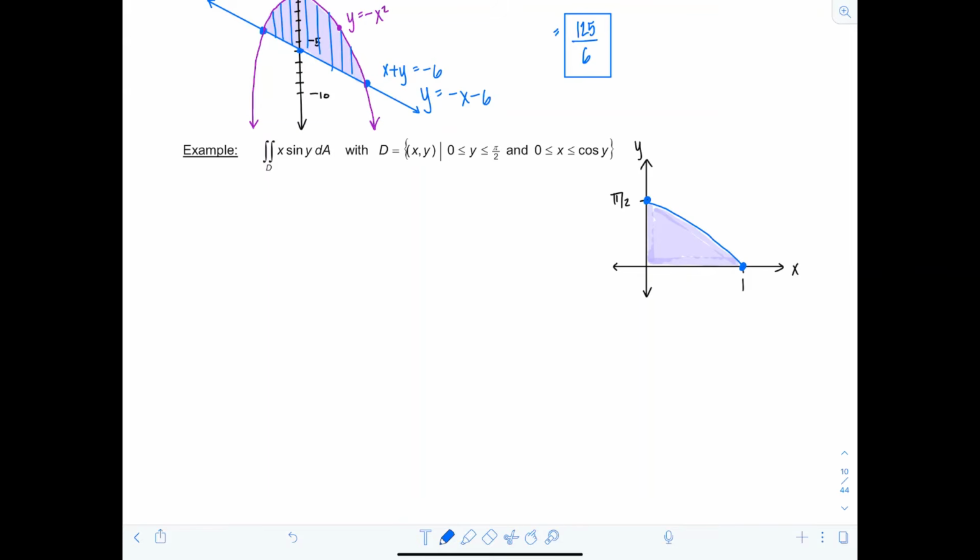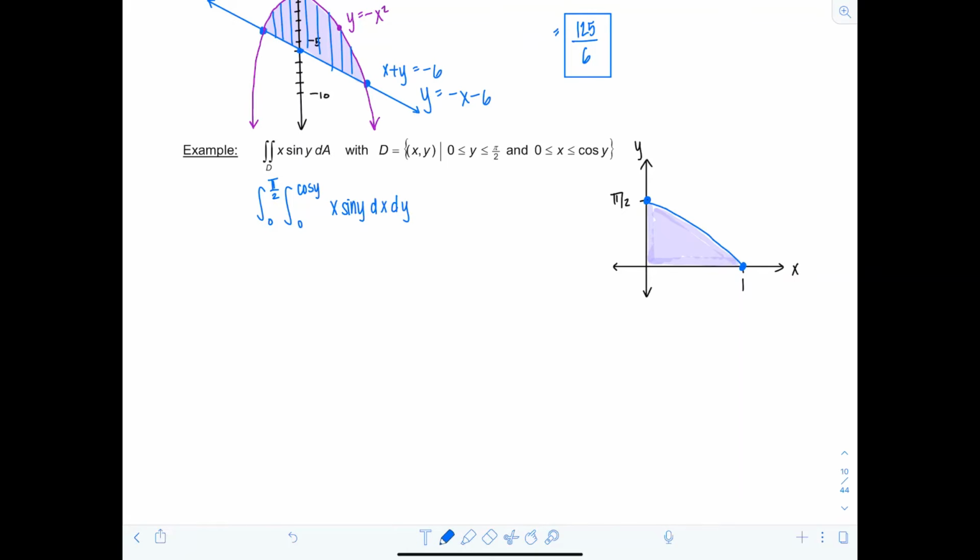Okay, so the constant limit goes on the outside, so 0 to pi halves. And then on the inside is going to go 0 to cosine of y. And then we have x times sine y. Now be careful. These limits refer to y, so dy has to be on the outside. So I have dx first and then dy. Very nice.